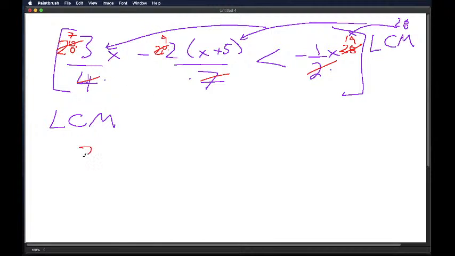7 times 3 is 21x. Negative 4 times 2 is negative 8, and I still leave the brackets the way they are. And that's less than, well, we have 14 times 1, which is negative 14x. So there you go. Now you have a much simpler linear equation to solve.